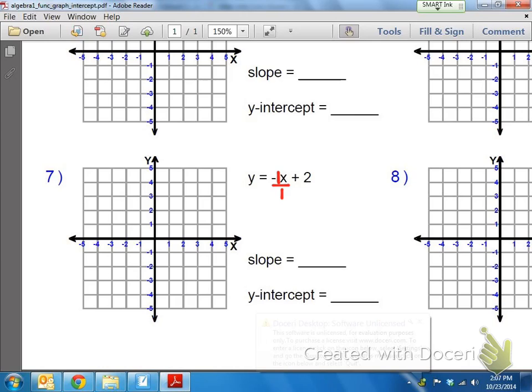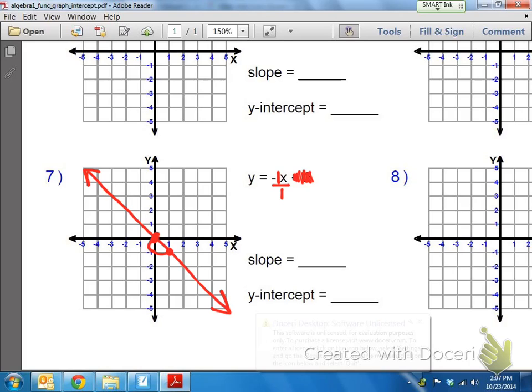So we're going to ignore the positive 2 for a moment, and we're going to graph this just with negative 1x over 1. So we start at 0, and then from here, we follow what it says on the top, which means I go down 1, and I go to the right 1. And I fill that in, and there's my graph.